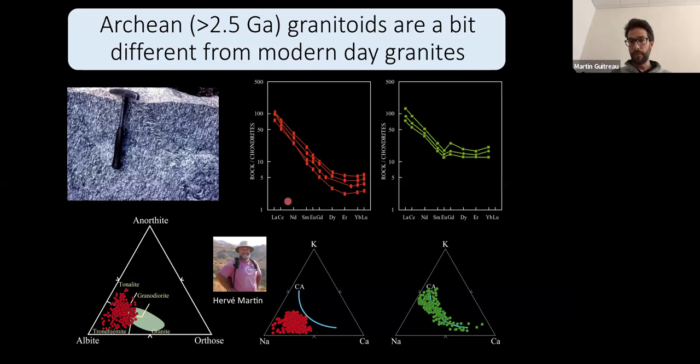And one of their distinctive features is also this lower enrichment in heavy rare earth compared to modern day granitoids. In terms of light rare earth, so from lanthanum to samarium, it's essentially similar, but for the heavy ones, from dysprosium to lutetium, they're still enriched compared to the primitive chondrite, but they're less enriched. So the patterns are more fractionated. And this is actually one of the specific, or let's say one of the main features that helped understand their petrogenesis.